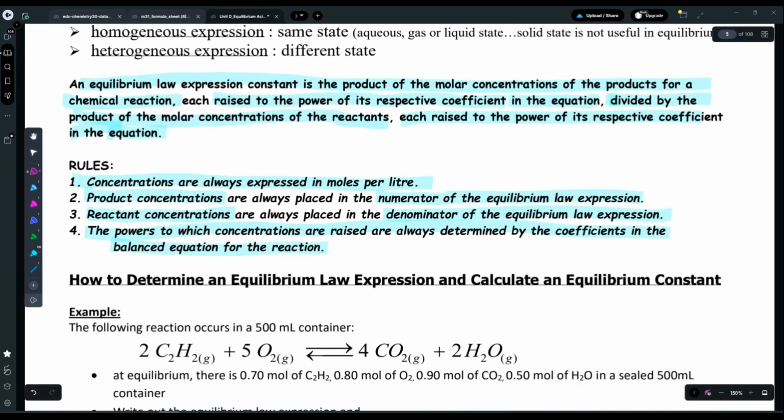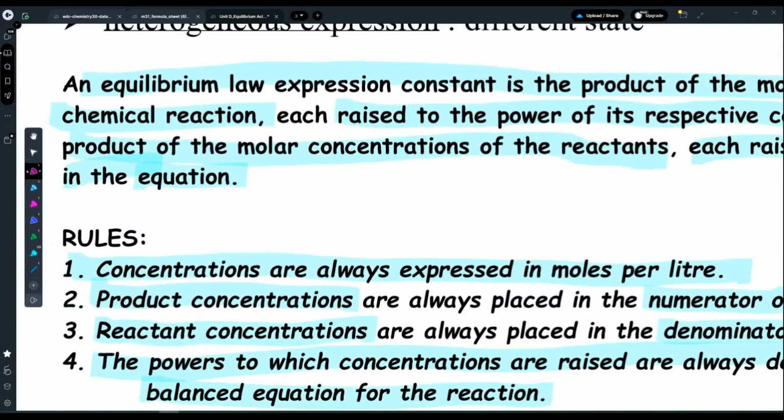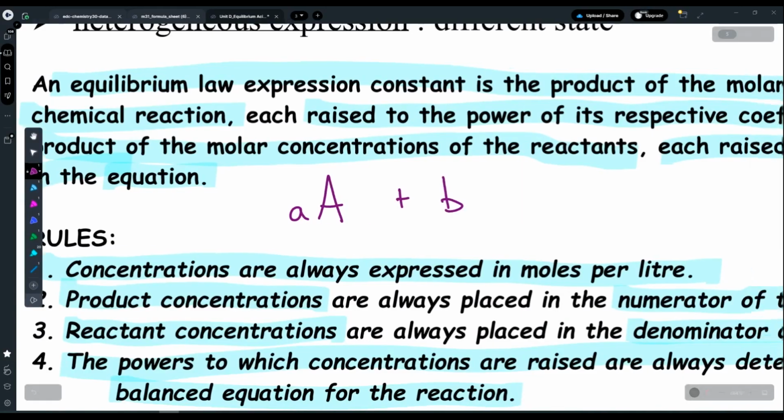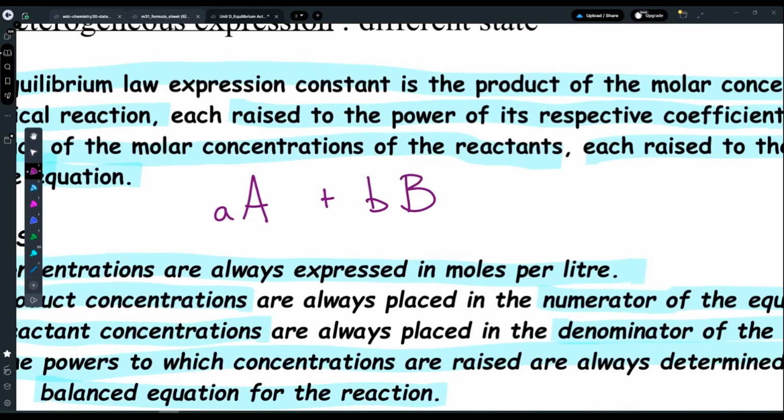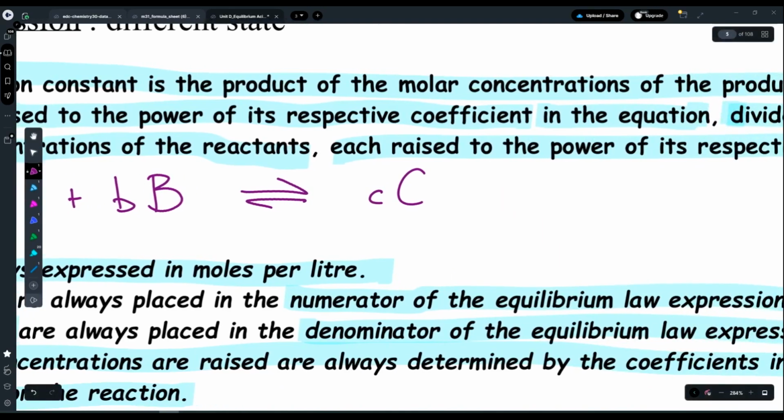If you wanted a template for what this looks like, I'm just using a general template to represent a system at equilibrium. The little a is the coefficient for substance A, plus the little b is the coefficient for substance B. And then at equilibrium, little c is the coefficient for substance big C, and then little d for substance D.